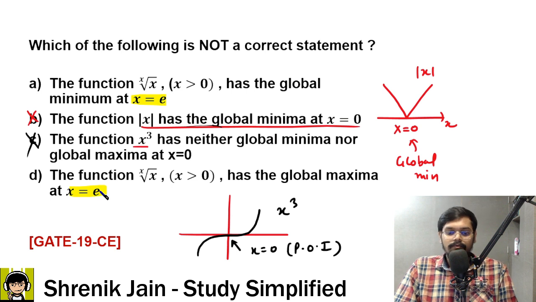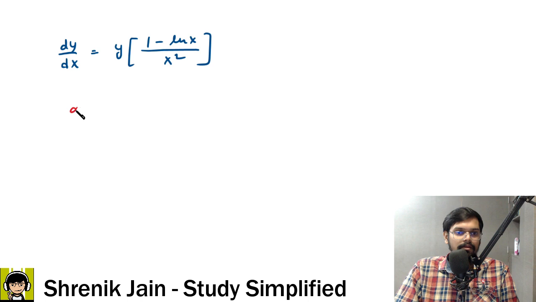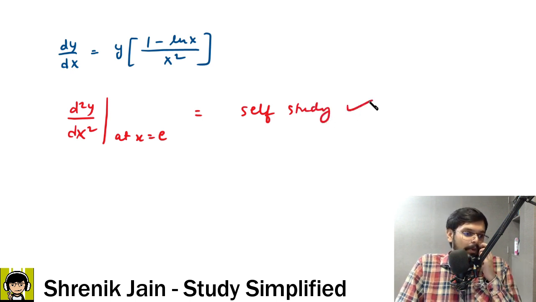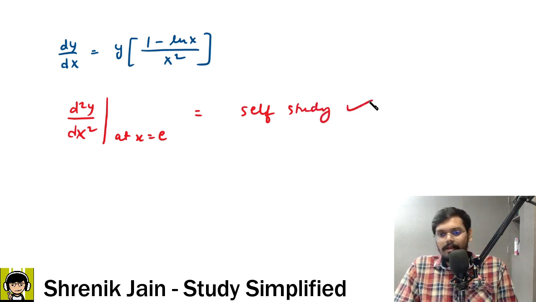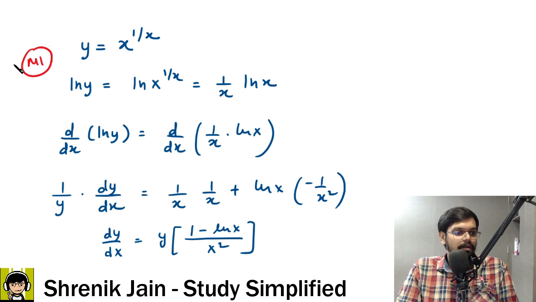So you have to check for the double derivative. But you know what I will write here? d square y upon dx square at x is equal to e, है ना. It's a self study. Okay, you do it by yourself, because this is method 1. This is not what I will follow. This is a very, very tedious calculation which you are indulging Shrenik sir into. Okay, so I won't do that.